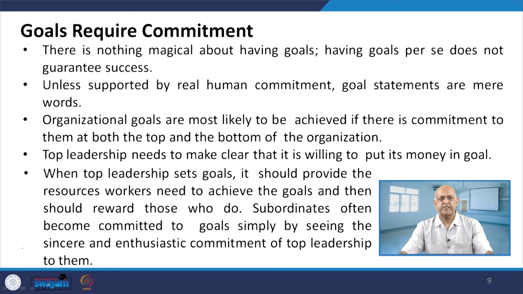Goal statements are just mere words. Many times we visit organizations and the statements are there, but when we interact with the organizations, we find there is no match between the words written in the vision and mission statements and what exactly the employees are doing. So top leadership needs to make clear that it is willing to put its money in the goal. It is not only a case of money, it is also a case of emotions.